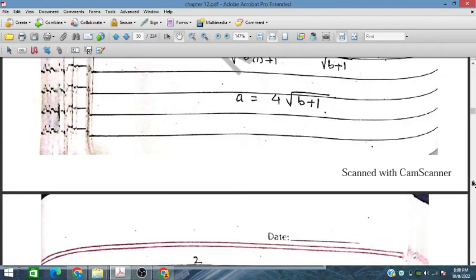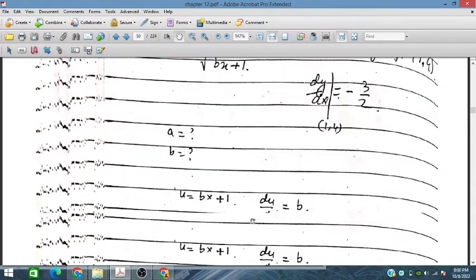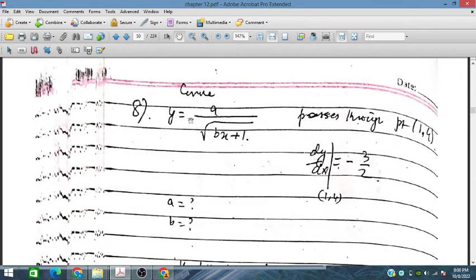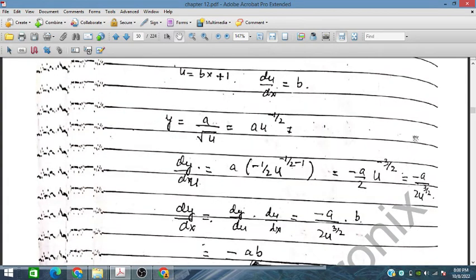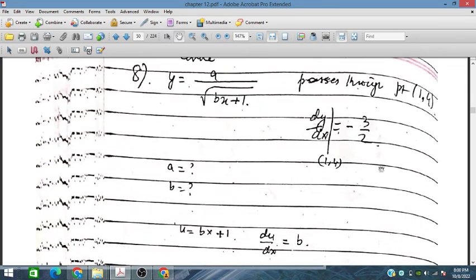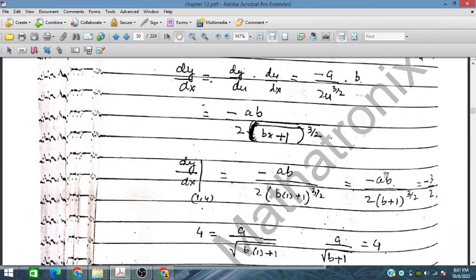So we will solve question number 8. We have this curve passing through this point, and the gradient at this point is minus 3 by 2, as given. We have to find the values of a and b. So we will find the differential or gradient first using the chain rule. We have dy by dx equal to this, and at this value we have 1/4, so we pass through this 1/4. By this substitution we have this.